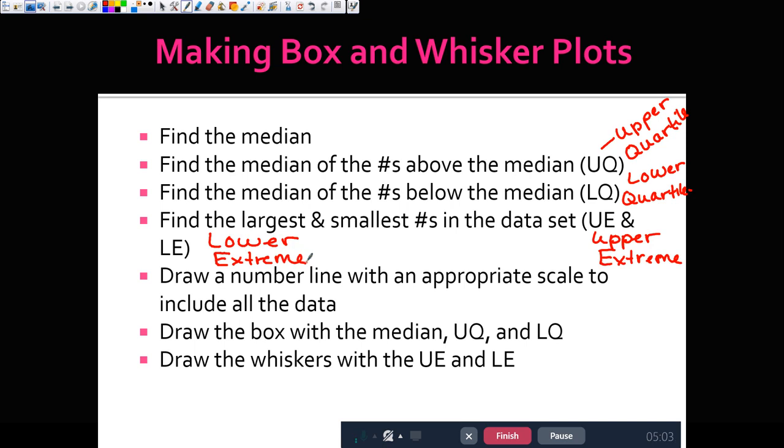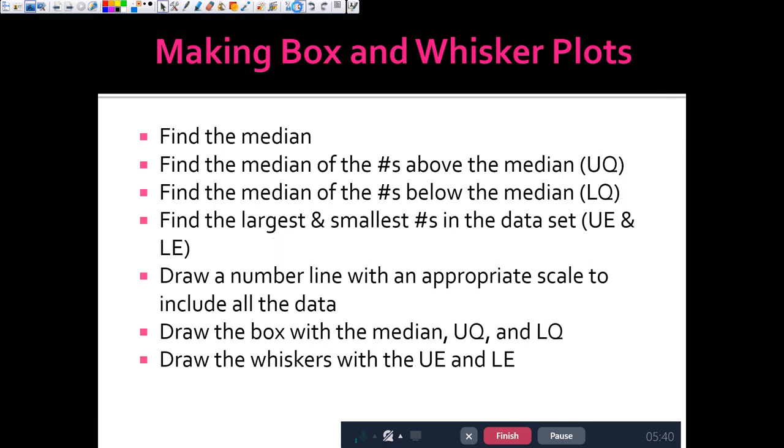Then we're going to draw a line with an appropriate scale that includes all of the data. This is where yours might be different than somebody else's because you might use a different number set, okay? But you want to make sure that if your numbers are really far apart, we use 5s or 10s. But if your numbers are really close together, you might want to use 1s or 2s or something like that. Then we're going to draw the box with the median, the upper quartile, and the lower quartile. Then we're going to draw the whiskers with the upper extreme and the lower extreme, okay?